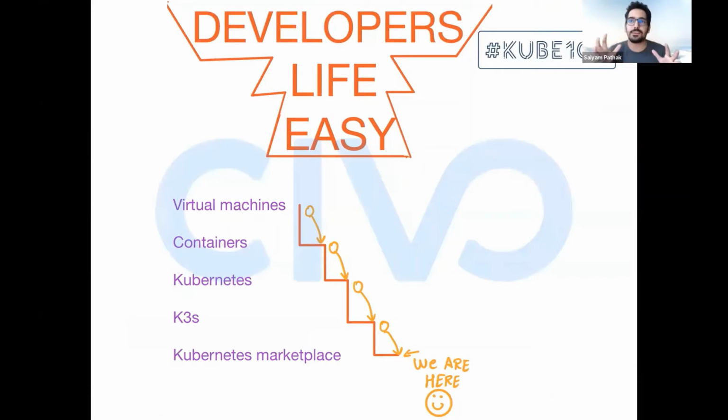So basically, it's kind of a storyline that I have prepared. Since a long time, the focus of the IT industry has been to make the developers' life easy, and that's where we are headed. So starting from back, we have virtual machines, then we came to containers, then Kubernetes, then making it simplified again, K3s, and then we have our managed K3s, and then on top of it we have Kubernetes Marketplace, which is the whole agenda that I'll be talking about.